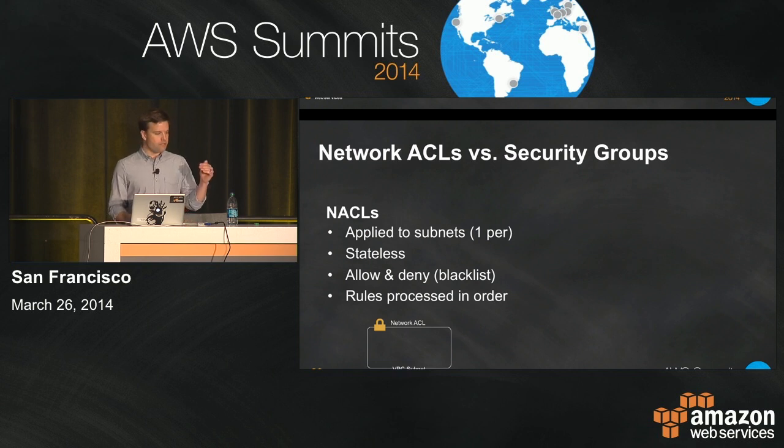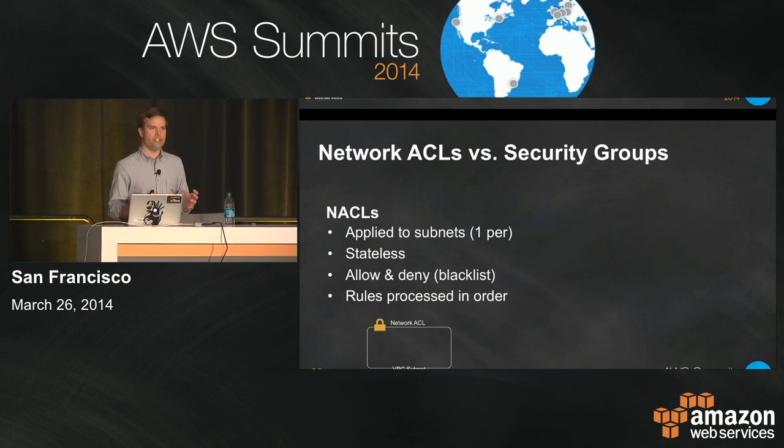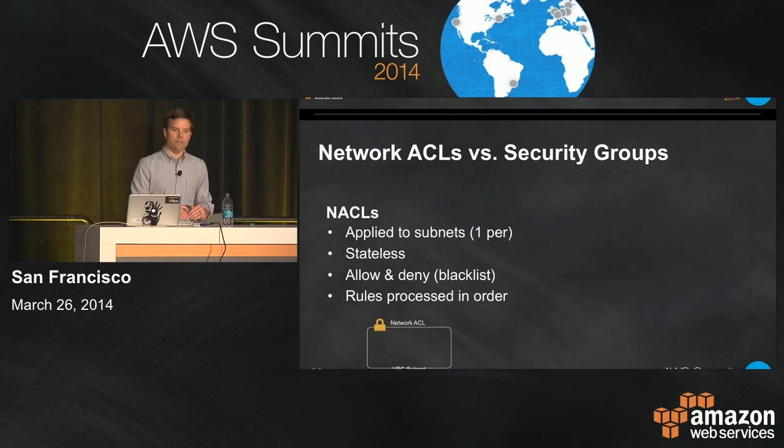So NACLs themselves are applied to subnets as a whole, so one per subnet. NACLs are stateless, so you actually have to define traffic coming both in and out, so they're quite rigid. And they're blacklists, so you can define rules for both allow and deny traffic. And last, they're processed in the order that you create them, so it's very important as a best practice to make sure you put the most commonly matched rules at the top. You don't want to put /32 rules up top, very specific routes, and work your way down.